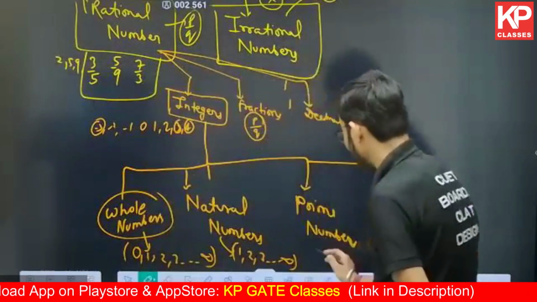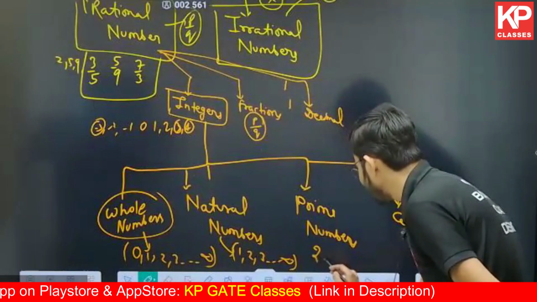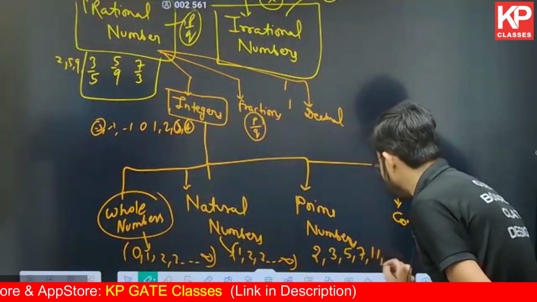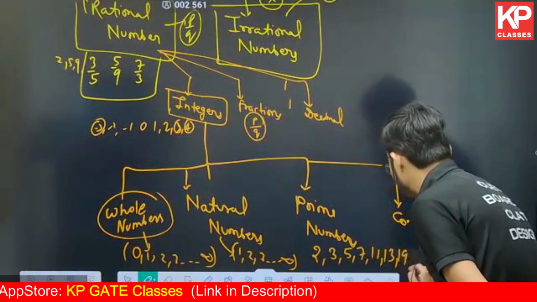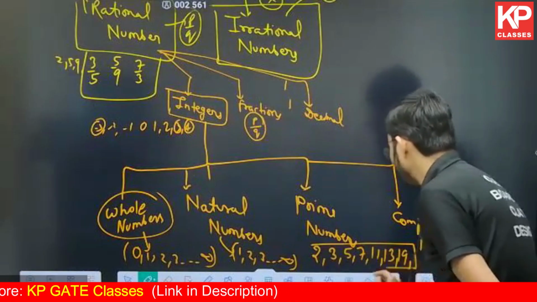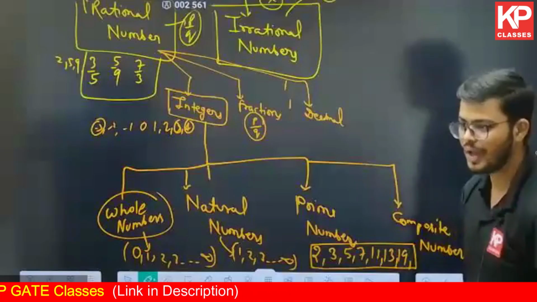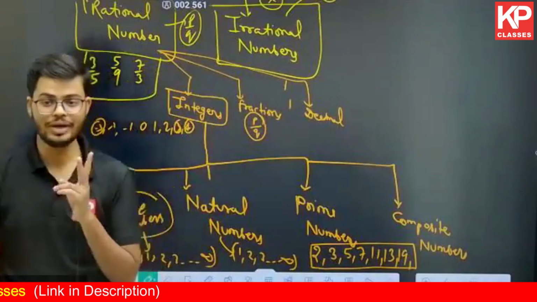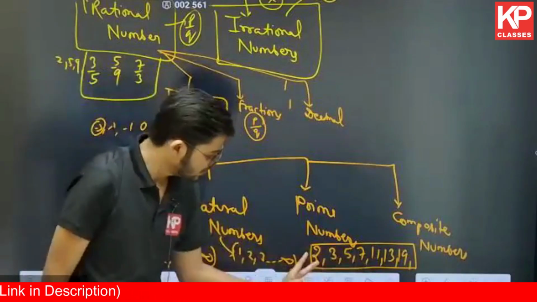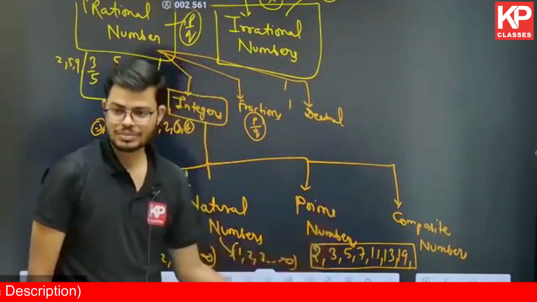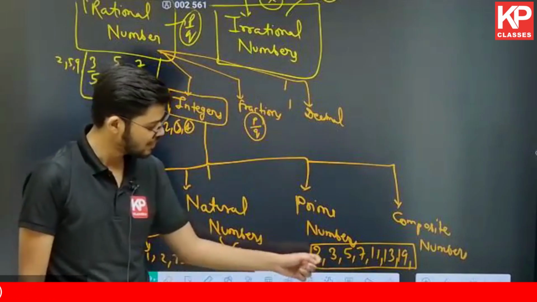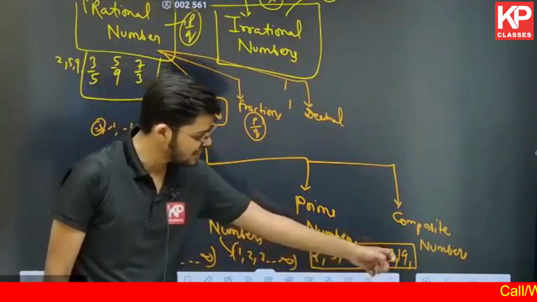2, correct. Now, if I'm going to talk about prime numbers, what will be these? 2, 3, 5, 7, 11, 13, 19, like this. So 2 is only divisible by 2 and 1. That means a number which is only divisible by two numbers is going to be a prime number. 2 is divisible by only 2 and 1. 2, 3, 5, 7, 11, 13, 19.